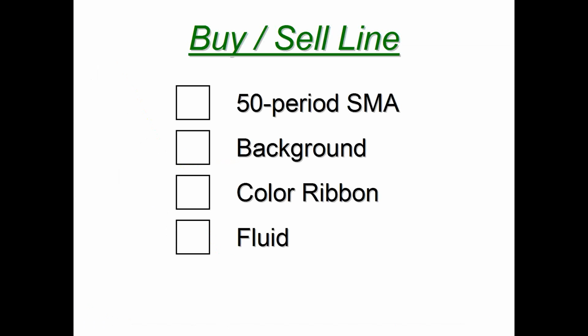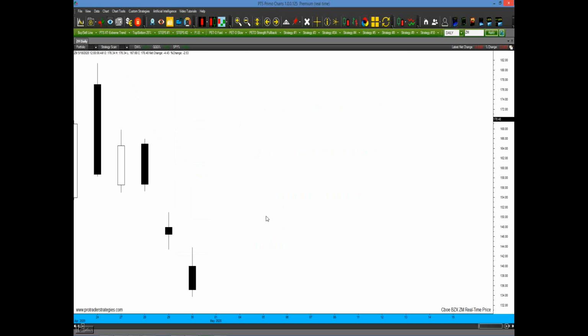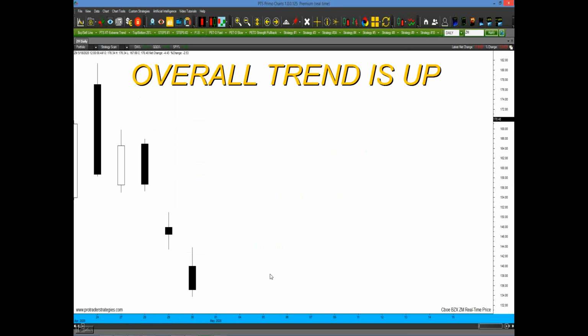Now, there are 4 different categories we've featured for you. The buy-sell line is simply the 50-period moving average. We have different ways to view it. Let's look at the color ribbon, okay? What the color ribbon does is at the bottom of the PTS Primo charting platform, it colors the bottom here either blue or red. Now, if you see a blue bottom, what is that telling you? Well, it's saying that the overall trend is up.